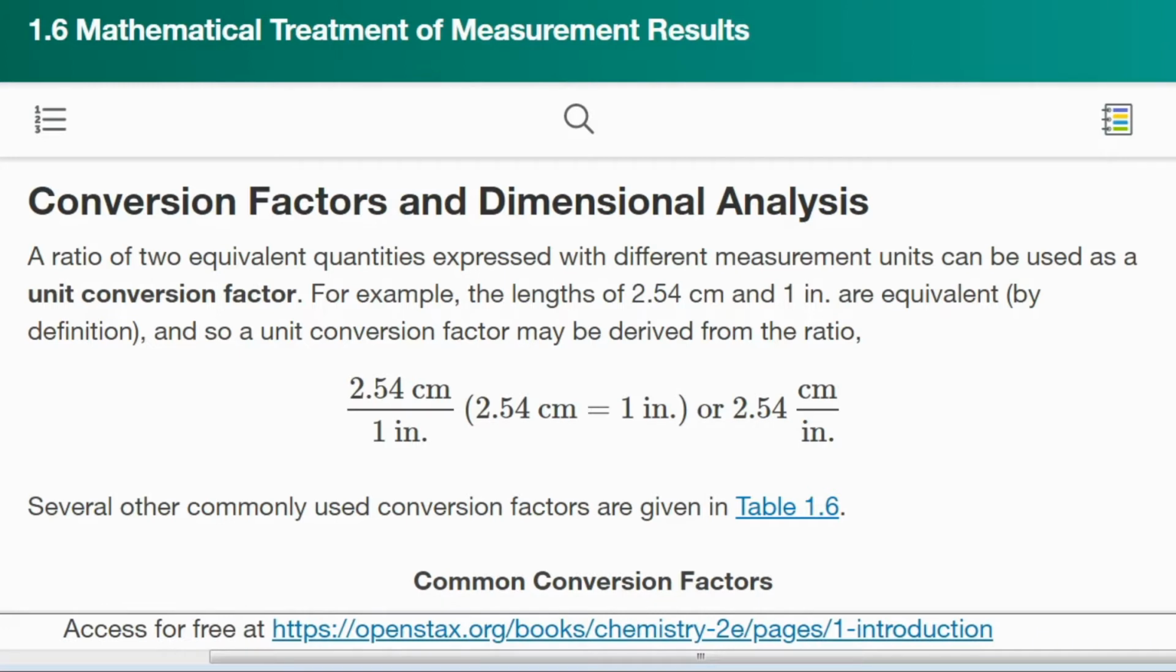So, conversion factors in dimensional analysis. A ratio of two equivalent quantities expressed with different measurement units can be used as a unit conversion factor. For example, the lengths of 2.54 centimeters and 1 inch are equivalent by definition, and so a unit conversion factor may be derived from the ratio: 2.54 centimeters equals 1 inch, or 2.54 centimeters per inch.